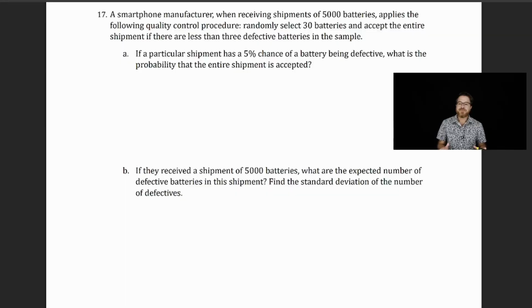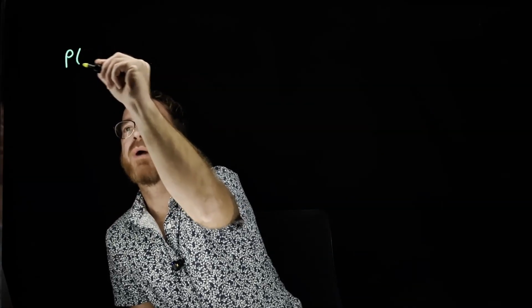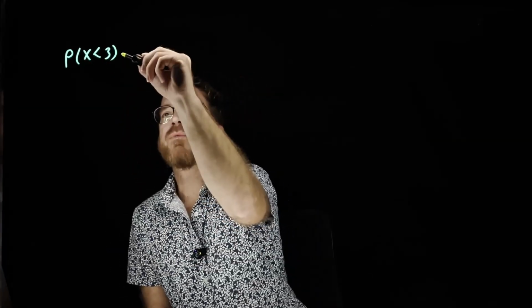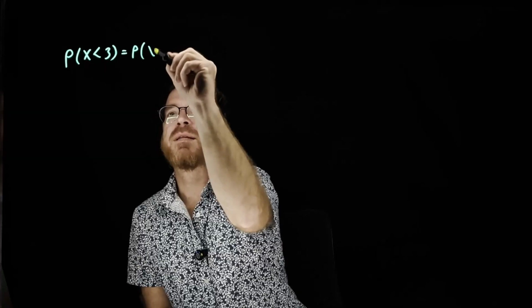For problem 17, it says a smartphone manufacturer, when receiving shipments of 5,000 batteries, applies the following quality control procedure. They randomly select 30 batteries and accept the entire shipment if there are less than 3 defective batteries in a sample. So if we were to write that down mathematically, they will accept the shipment if the probability of X is less than 3, which of course, because this is discrete data, we can write as the probability that X is less than or equal to 2.